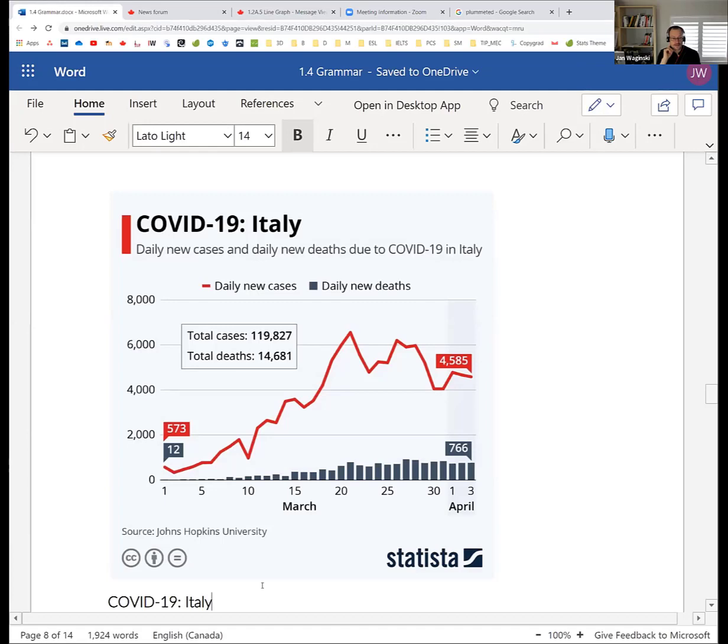The number of cases rapidly increased between the 1st of March and about the 20th of March, at which point it decreased before rising again after the 25th of March. At that point, it seems to have started declining.